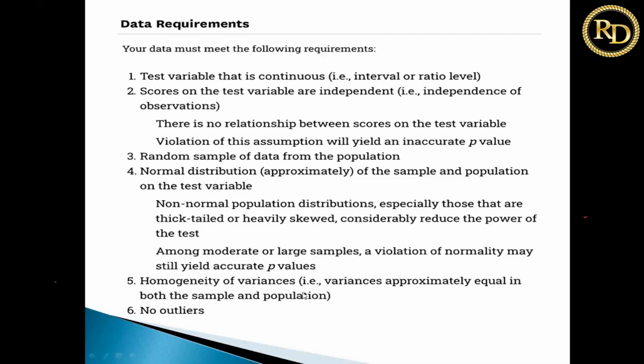Homogeneity of variance should be there. This is a very important assumption: the variances for the population as well as for the sample are approximately equal, and definitely there should be no outliers. If outliers are present in the data, they will violate the normality assumption, giving some skewed type of distribution. In such cases, we must use some robust techniques, and then we go for the non-parametric tests.